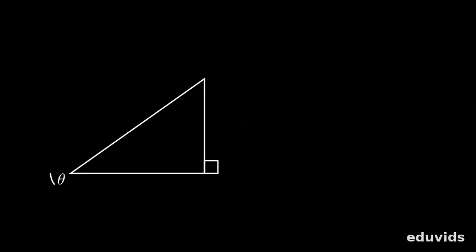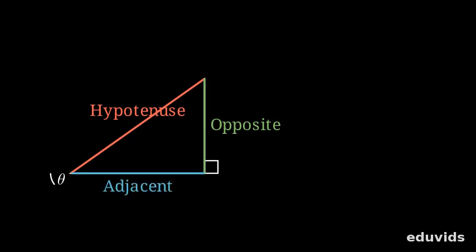Every right triangle has three special sides. First, the hypotenuse, always the longest side, opposite the right angle. Then, the opposite side, directly across from our angle theta. And finally, the adjacent side, right next to theta but not the hypotenuse.